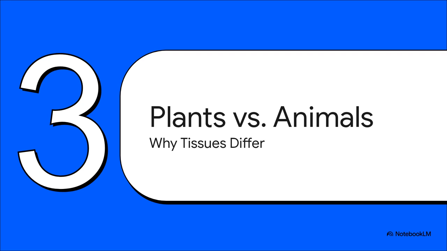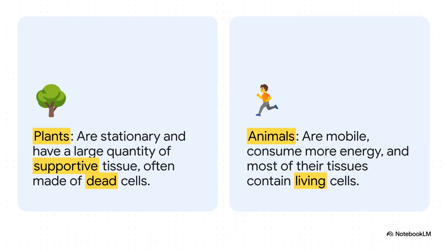Okay, so we've met the main players in both the plant and animal worlds, which brings up a really interesting question, right? Why are they so different? I mean, really fundamentally different. The answer, it turns out, gets right to the heart of what it even means to be a plant versus an animal. It all boils down to one simple thing: lifestyle.